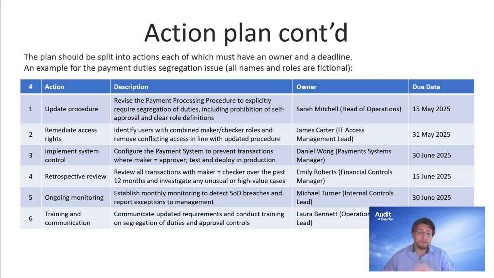Again, everything is absolutely fictional. It doesn't have any relevance to any live process, live companies, or my experience, specific personalities or examples. Here you see our issue with the lack of segregation of duties. It contains 6 different steps to address that problem. It's not only about revoking the access, it's about updating the procedures, revoking access rights, and implementation of the controls, and doing respective review of the transactions just to identify if there's additional impact.